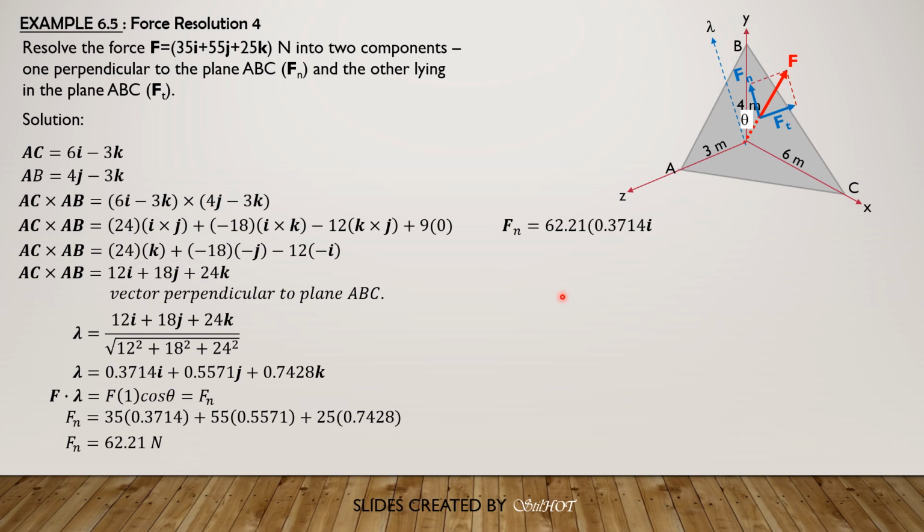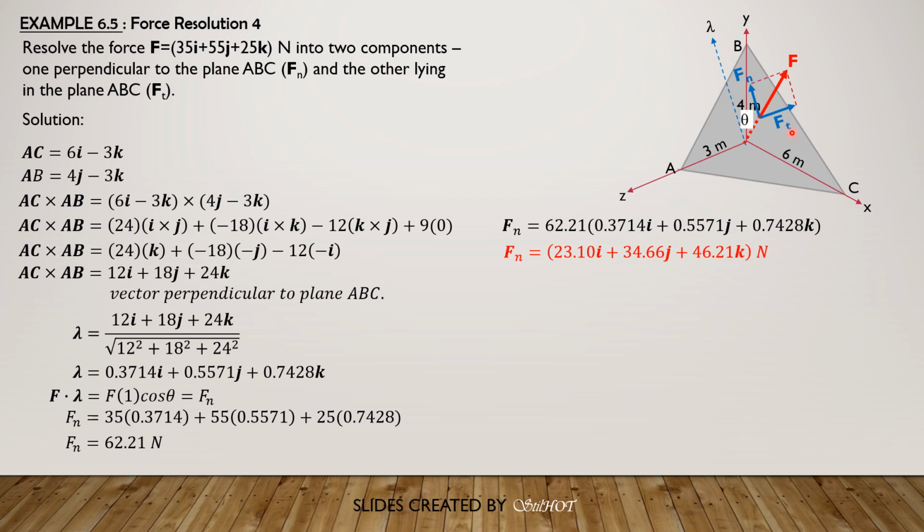Then Fn is equal to 62.21 times, in vector form, the magnitude of Fn times the unit vector perpendicular to the plane. So we get Fn in vector form: 23.1i plus 34.66j plus 46.21k.